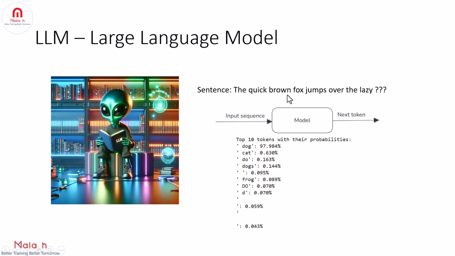So, the quick brown fox jumps over the lazy, and the next word which has the highest probability: dog, cat, do, dogs. We have a bunch of words and dog has the highest probability, that is 97.98%. So this word will be considered as the next word. So with this you understood what a language model is and why the model is called a large language model. All right. Thank you.